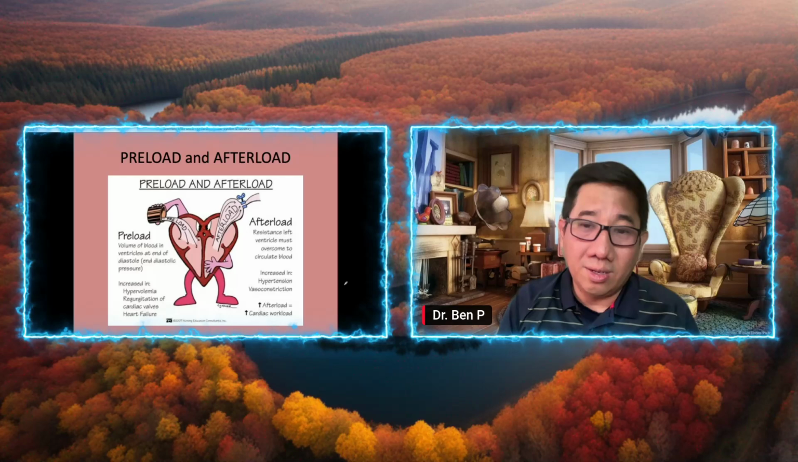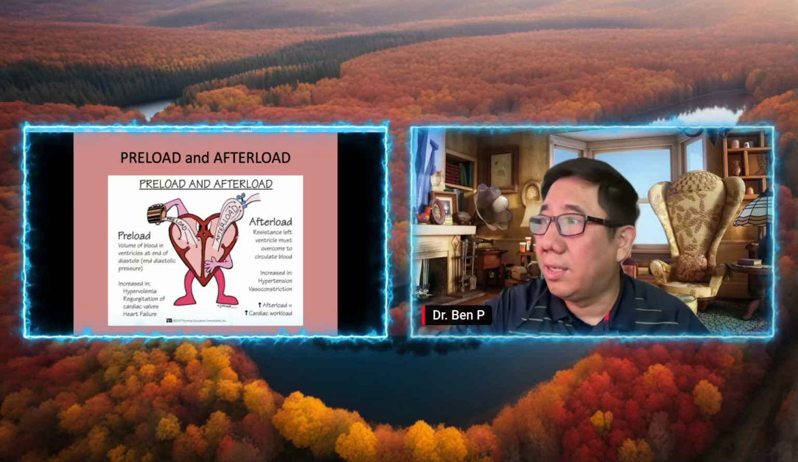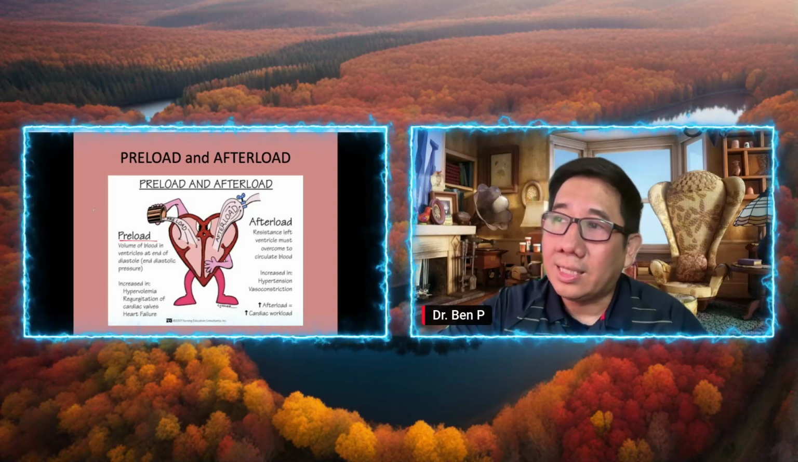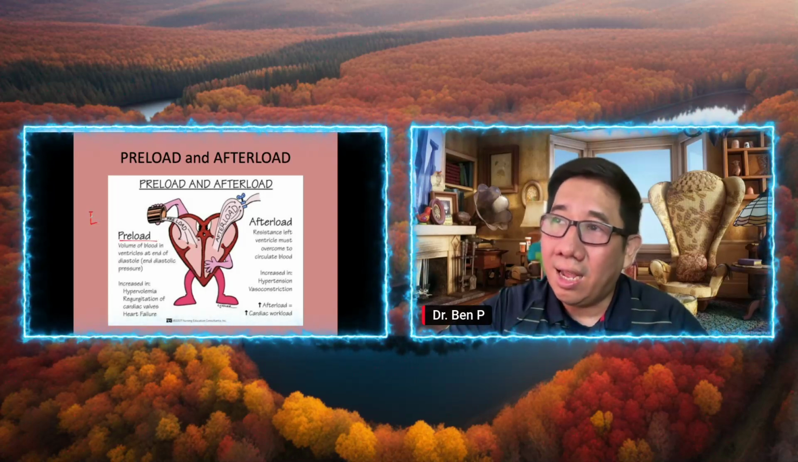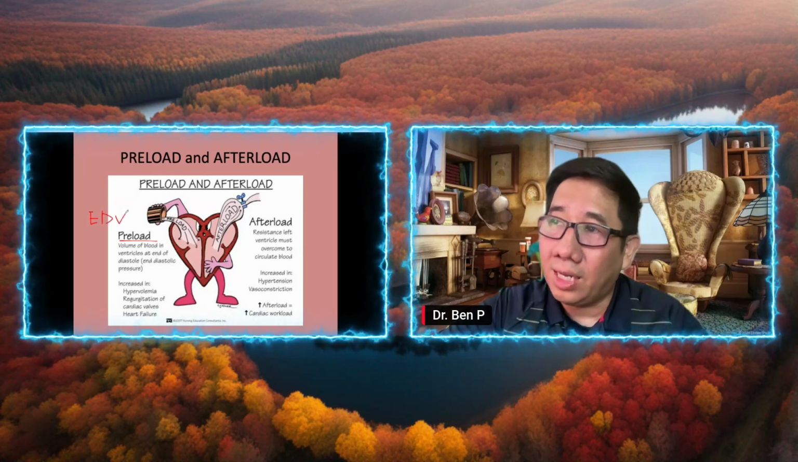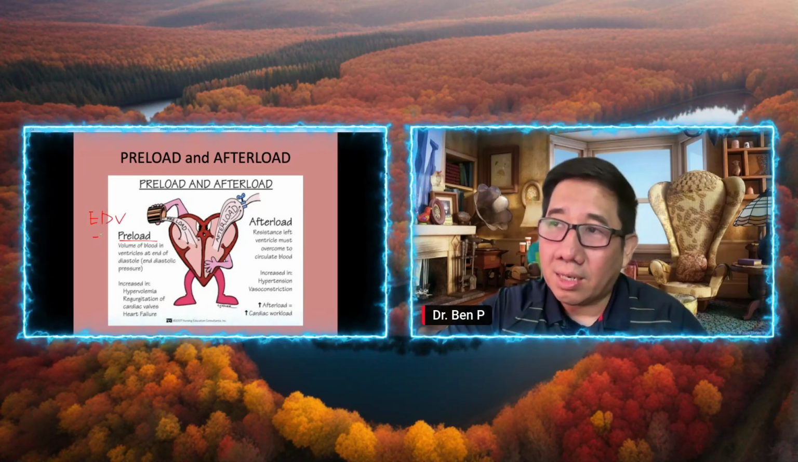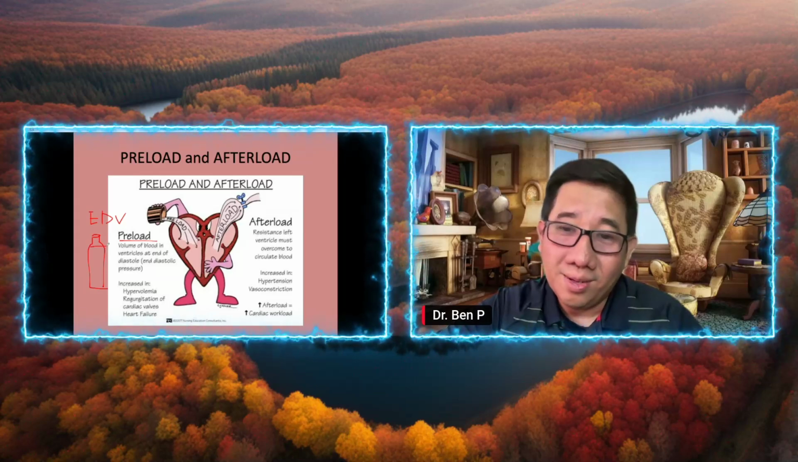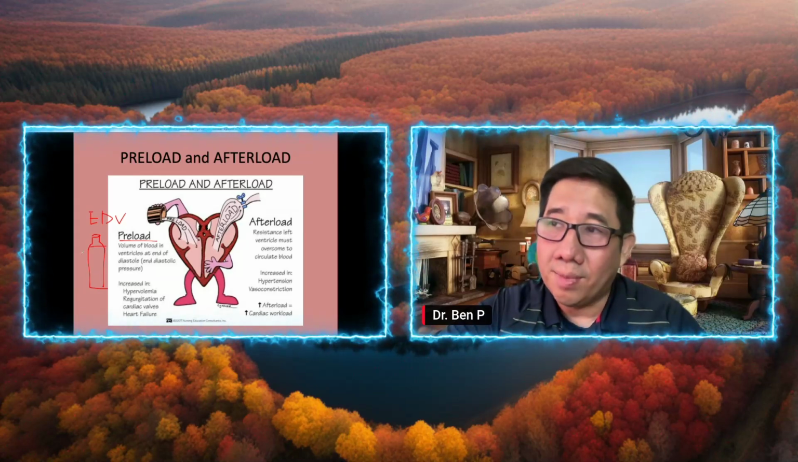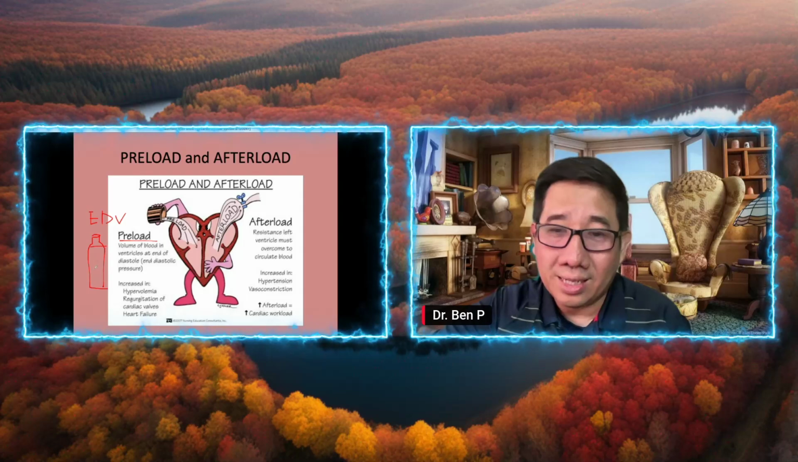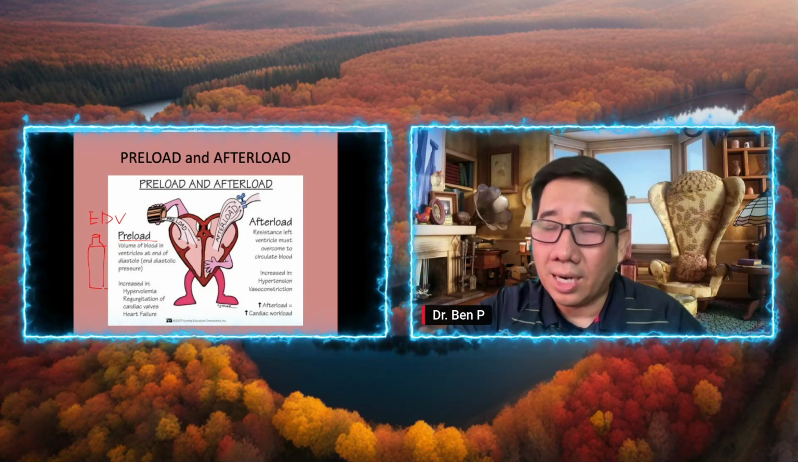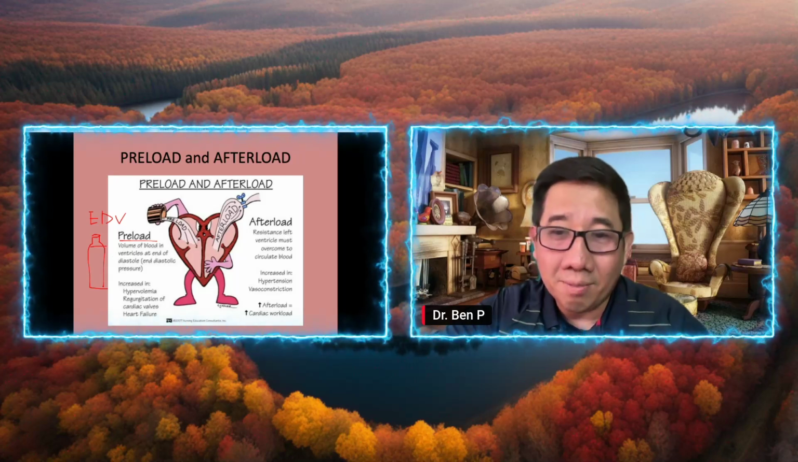Another two terms you need to know for your tests are these. Preload. This term here is the same as EDV. What is EDV? Remember the bottle, right? This is the amount of blood that is actually inside your ventricle when it's full. That's the EDV, this amount of blood right before it contracts, at the end of relaxation. The amount of blood that you have before you contract, that's EDV. Same thing with preload.